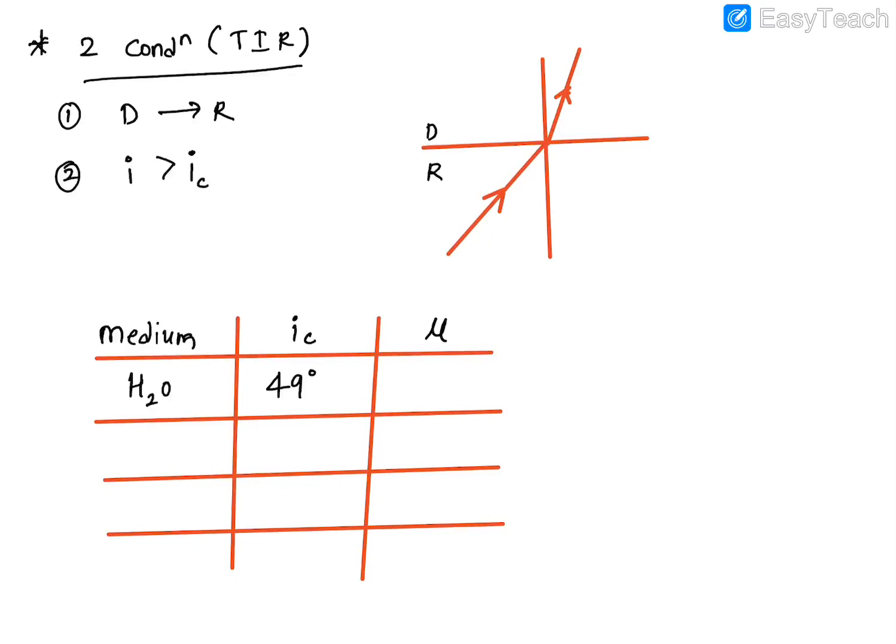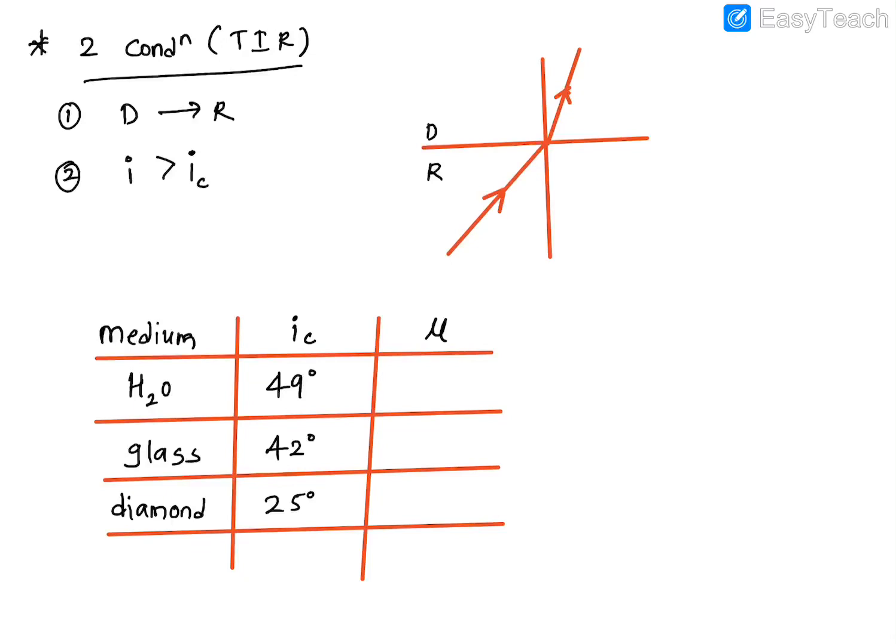Then the next one is glass. If the medium is glass, then the critical angle is lower. It becomes 42 degrees. Again, it is 41 degrees 48 minutes, rounded off to 42 degrees. And another very popular medium, which is often asked in your exam, is diamond. In diamond, the critical angle is 25 degrees. Again, it's a rounded off value.